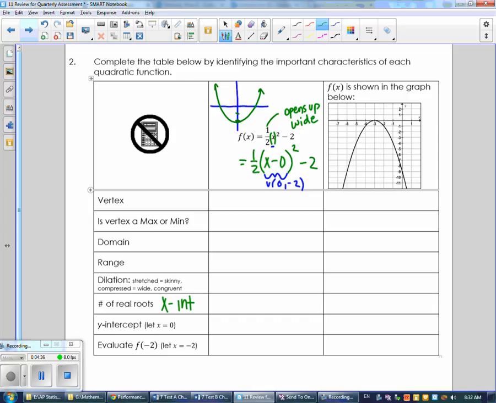And that'll enable me to answer a lot of these questions. So I already know the vertex is at (0, -2). And if I look at the graph, I can tell that it's the lowest point on the graph. That makes it a minimum.